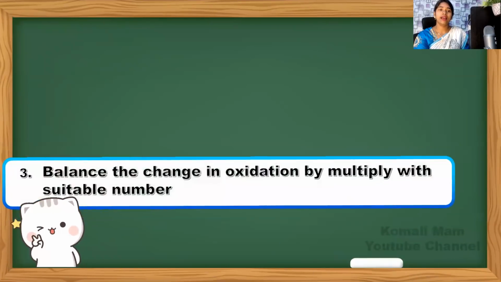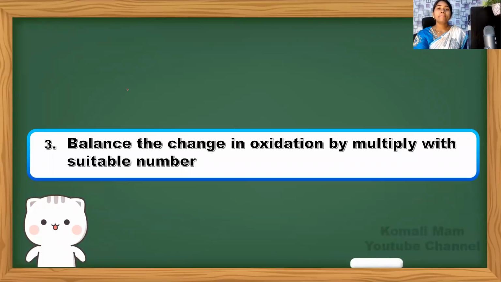And write the third point: balance the change in oxidation state by multiplying with a suitable number. For example, one element here, Zn to Zn plus 2, is changing. Then what is the change in oxidation number here? 2. And in another case, Al is converted to Al plus 3. Just check it out. I have given both of these oxidations here.